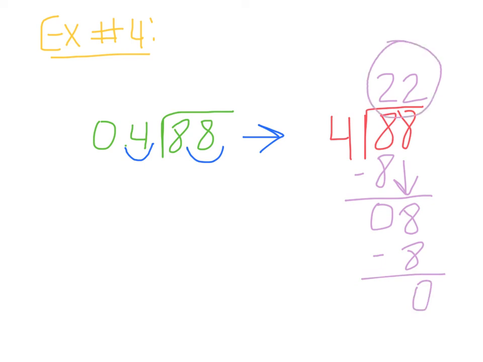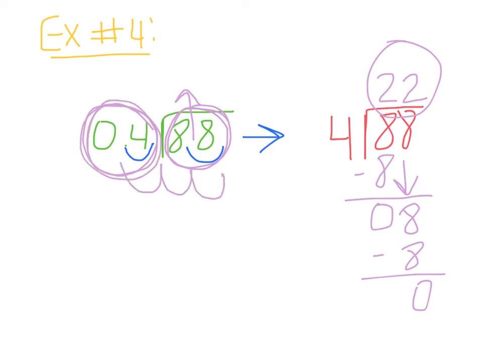Just to recap really quickly, if you have a decimal just in your dividend, you just bring it straight up. If you have a decimal in your divisor, you have to move it over to the right until it gets to the end. And then however many places you moved it over in your divisor, you have to do it in your dividend.